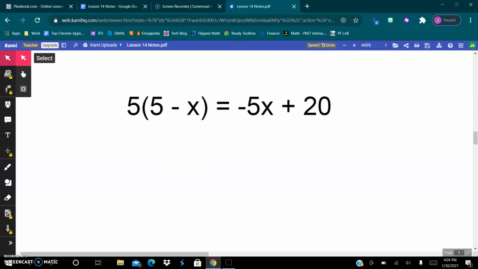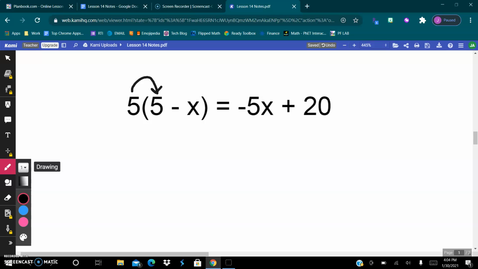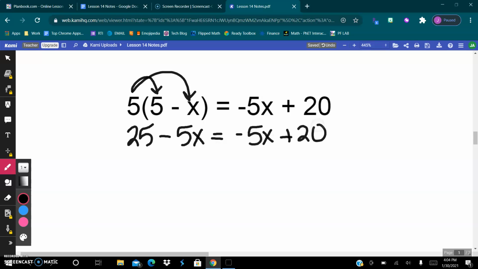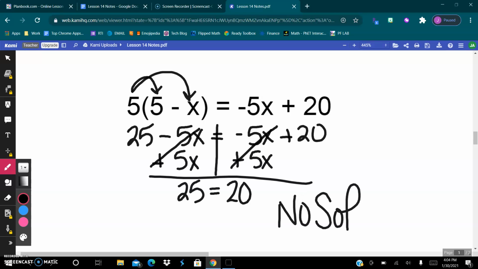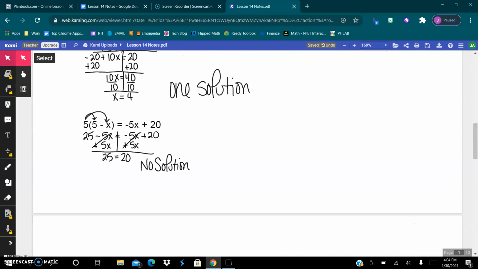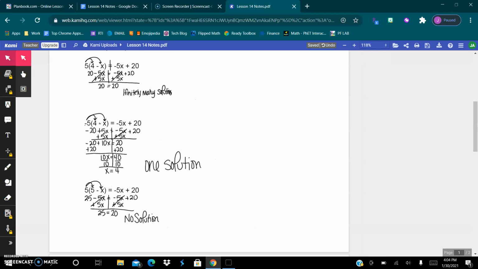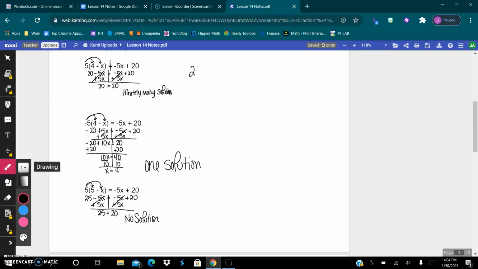And then this one, we're going to have to do 25, and then that would be negative 5x. This would be negative 5x plus 20, and I'm going to have to add 5x to both sides. So they'd cancel here, and I would have 25 equals 20. That is not a true statement, so this one is no solution. So what we kind of want to point out here is after we distributed, let's take a look at the equations that we had.